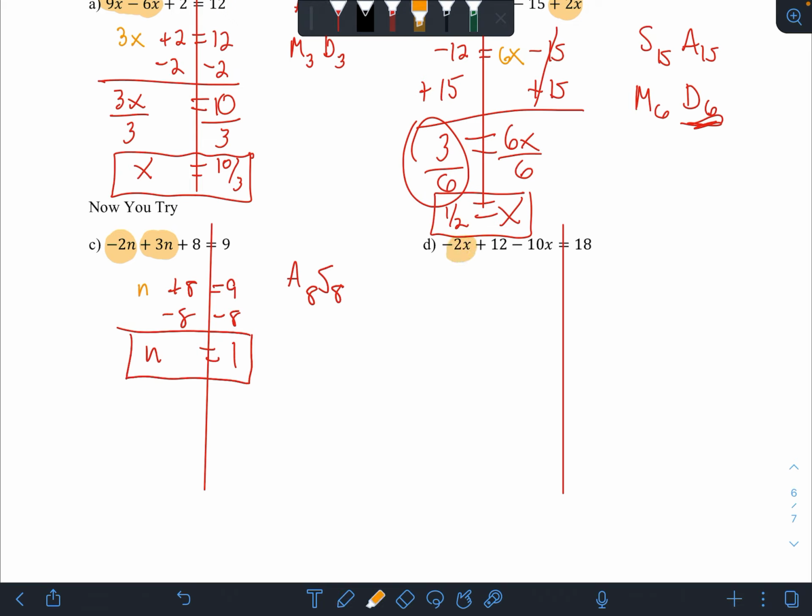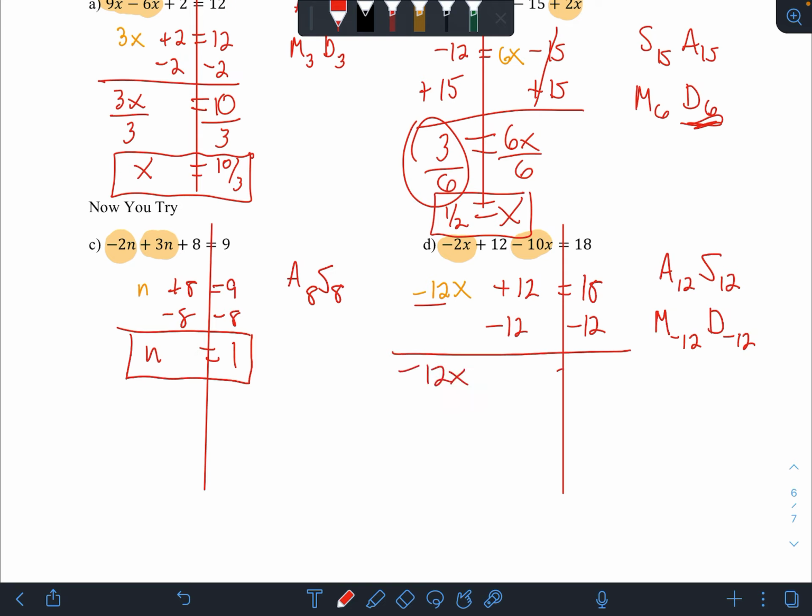Okay. The second problem, we have negative 2x and negative 10x. Negative 2x and negative 10x will give us a negative 12x. Then we have plus 12 is equal to 18. I added 12, so let's subtract 12. I multiplied by negative 12, that's this part right here, so let's divide by negative 12. Okay, let's do our steps. Subtract 12. We have negative 12x is equal to 6. Divide by negative 12, and we get that x is equal to negative 1/2. There you go.